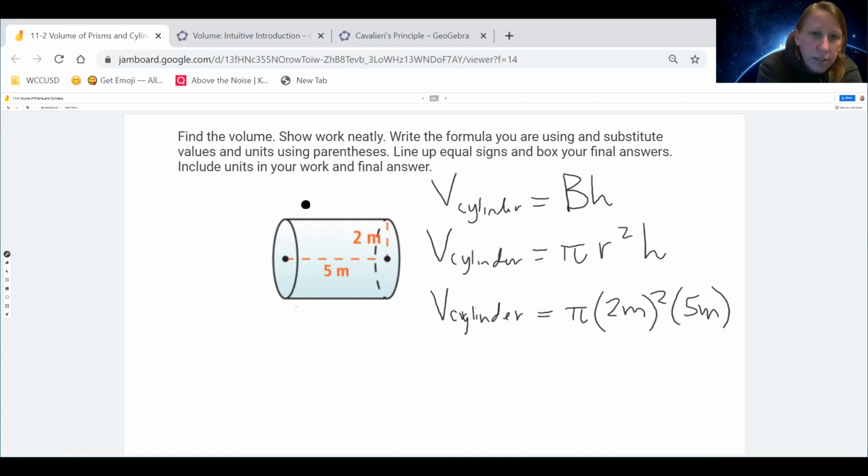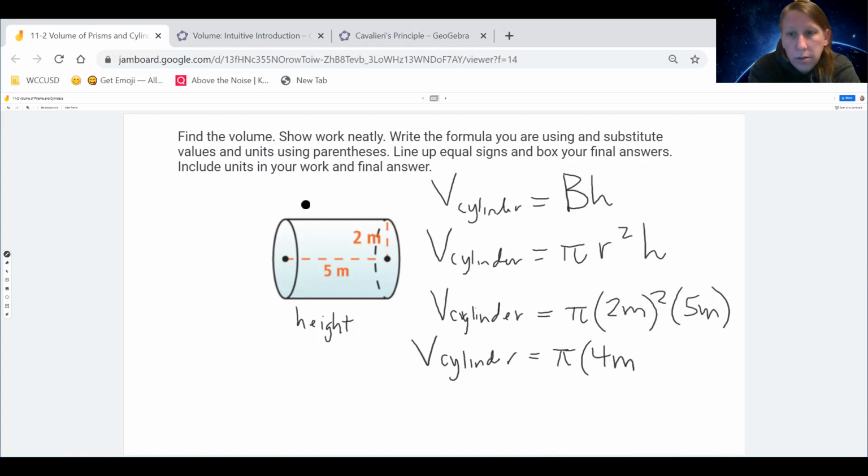So it's kind of weird. This is the height. The height is not 4. The diameter is 4 meters, but the height is not. And then you finish it. Do you guys know what 2 meters times 2 meters is? 2 meters times 2 meters is 4 meters squared times 5 meters.